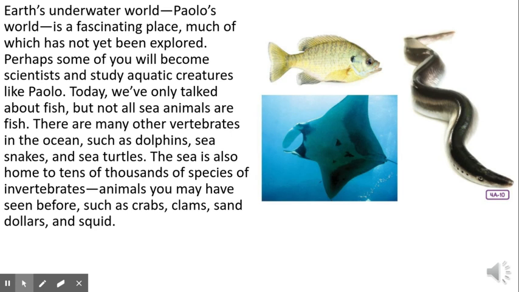Today, we've only talked about fish, but not all sea animals are fish. There are many other vertebrates in the ocean, such as dolphins, sea snakes, and sea turtles. The sea is also home to tens of thousands of species of invertebrates. Animals you may have seen before, such as crabs, clams, sand dollars, and squid.